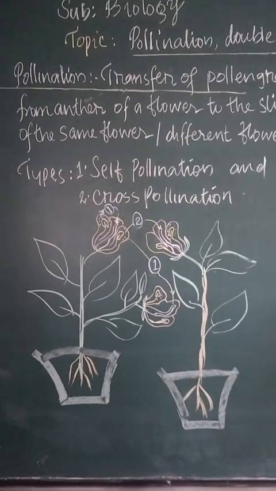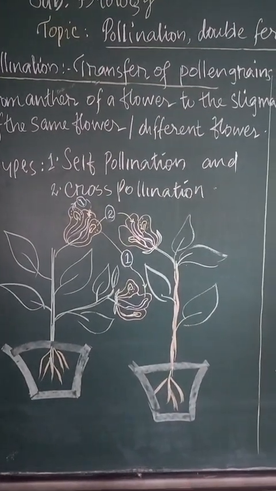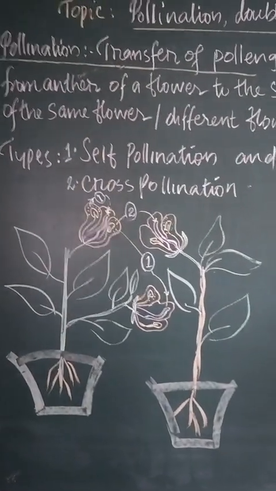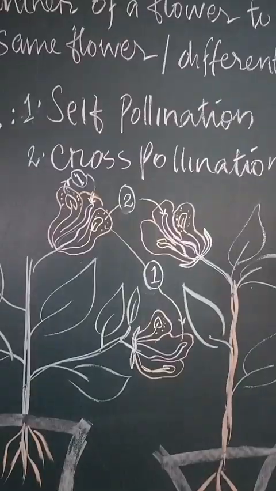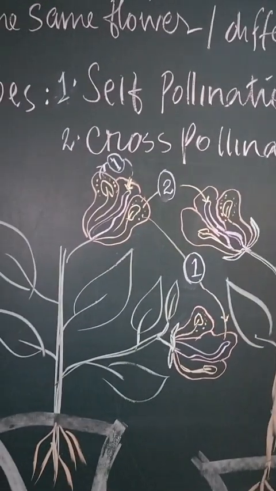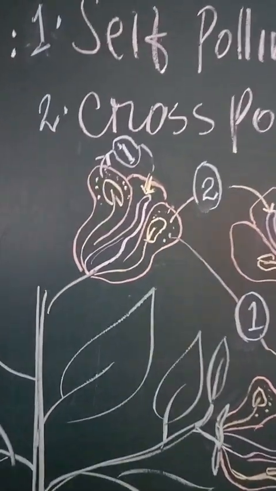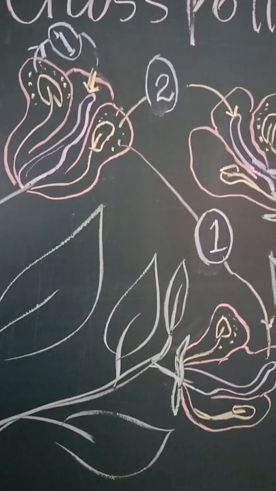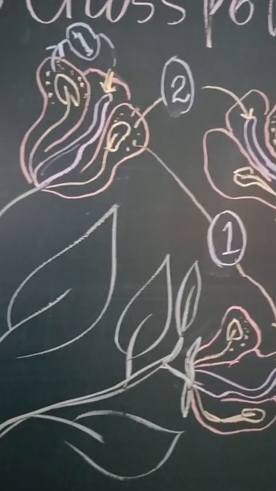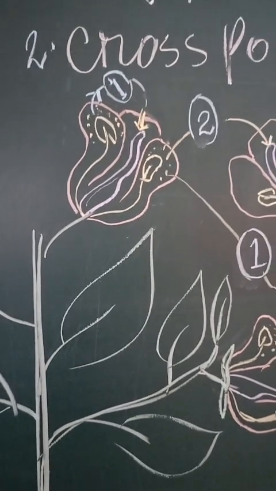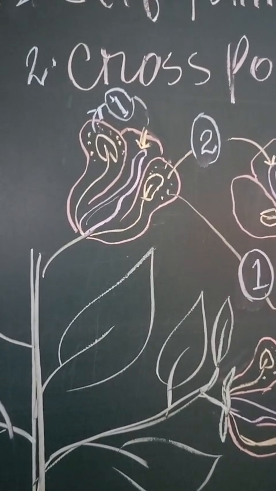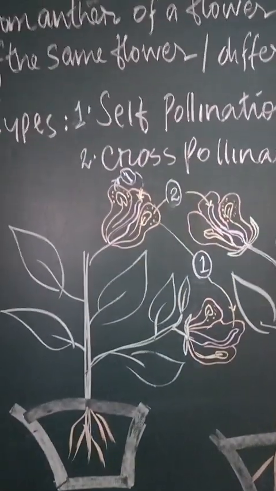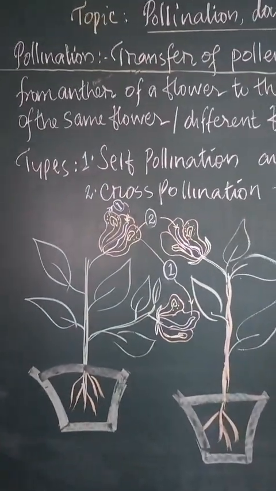You can see the diagram and you may get diagram-based questions labeled as 1, 2 here in the diagram, and you are supposed to explain the self-pollination and cross-pollination. If the pollen grains are transferred from the anther of a flower to the stigma of the same flower or the stigma of another flower of the same plant, it is known as self-pollination. When it is happening to a flower of another plant, it is called cross-pollination. We have defined it and you have written the definition also by seeing the diagram.